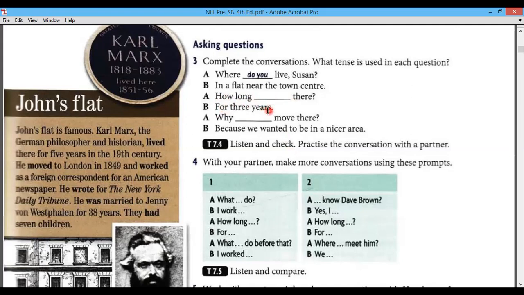For 3 years. Why did you move there? That's past simple. Why did you move there? Because we wanted to be in a nicer area. Okay. All right. Thank you very much.